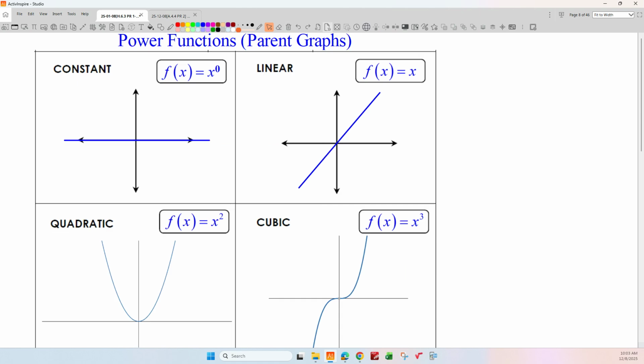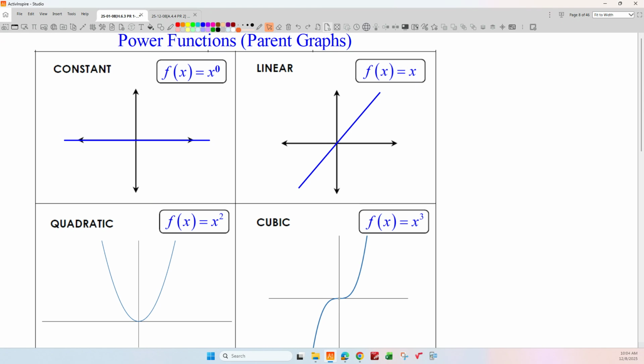Last part of this now. We're leading into understanding what the graph of a polynomial looks like. To get there, we need to know what the graphs of the basic power functions look like. What's a power function? A power function is just a power of x. The graph of x to the 0 is pretty boring. That's just the line y equals 1, a horizontal line. A linear power function is pretty simple too. Y equals x is just a line with a slope of 1 through the origin.